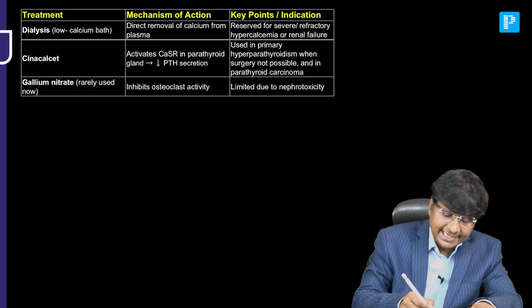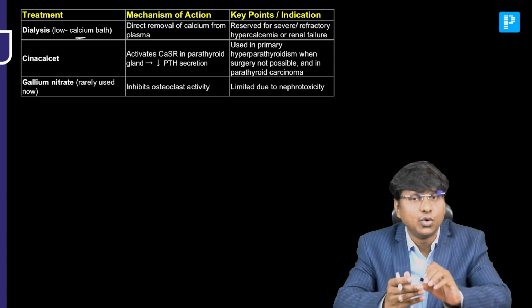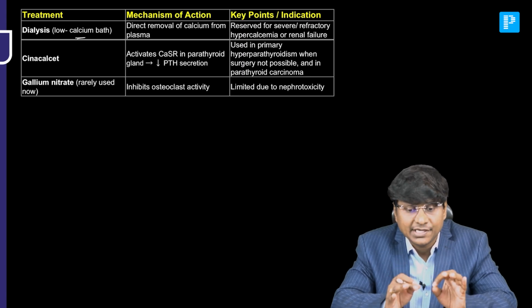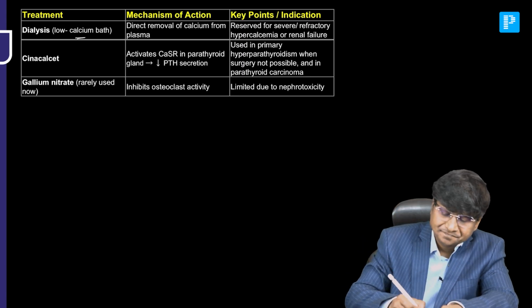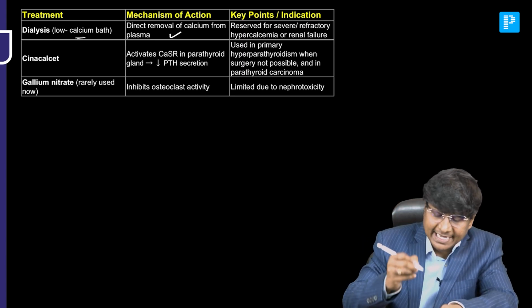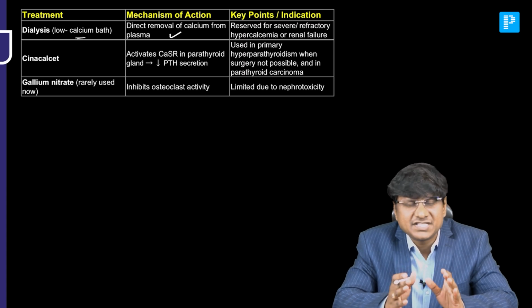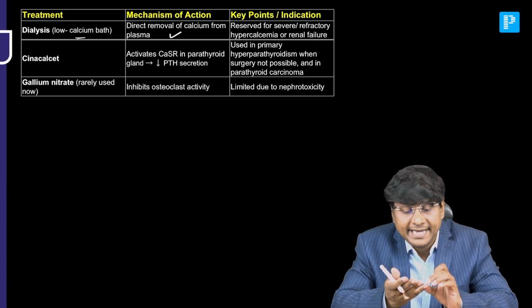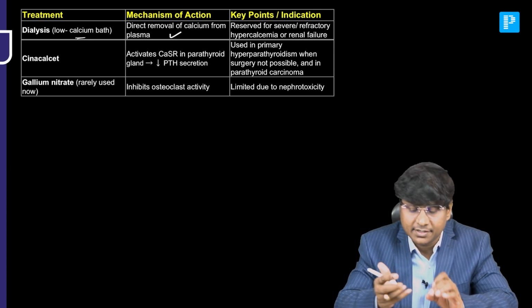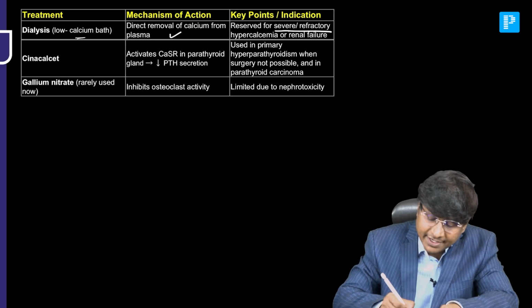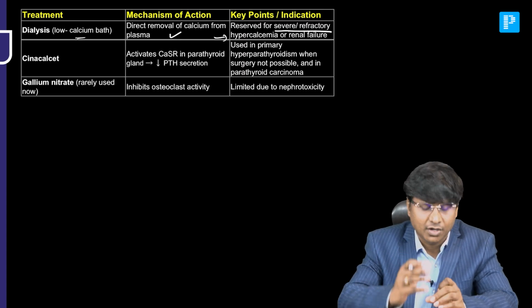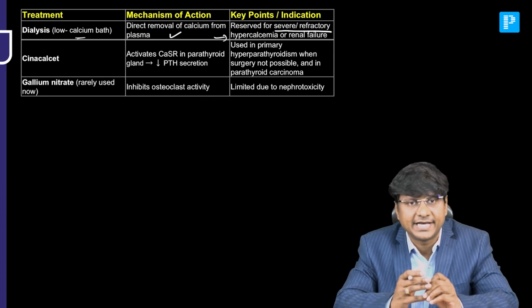Then we have dialysis, where we do a low calcium bath. So in dialysis, there is direct removal of the calcium from the plasma. In which scenarios do we do dialysis? Mainly dialysis is reserved for severe or refractory hypercalcemia or renal failure. That is when you need to do dialysis.